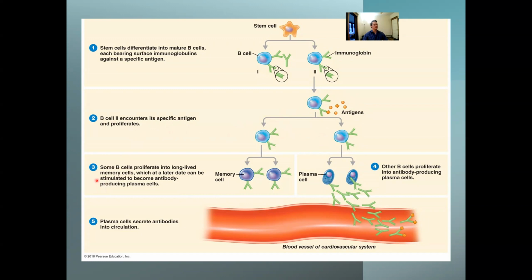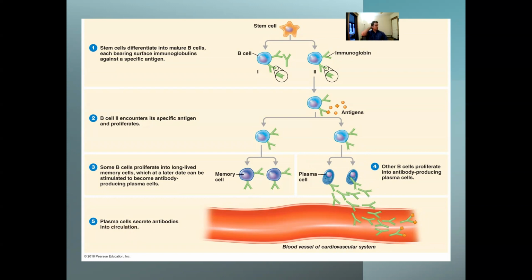And then some B cells will proliferate into long-lived memory cells, which at a later date can be stimulated to become antibody-producing plasma cells. So these will be your memory cells. This is what drives your secondary response and every subsequent response to be much more efficient. While others will just proliferate into antibody-producing plasma cells. This will actually fight off the primary infection, because these plasma cells will then be secreting antibodies into circulation.